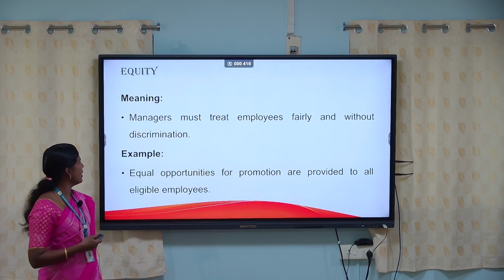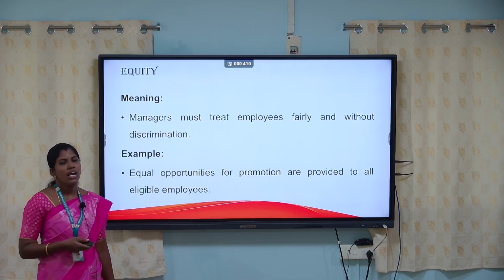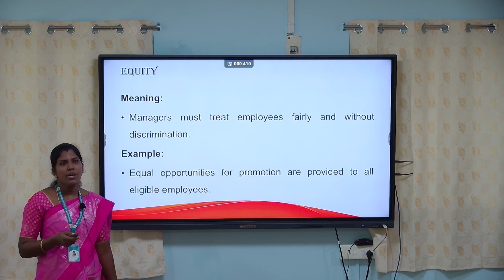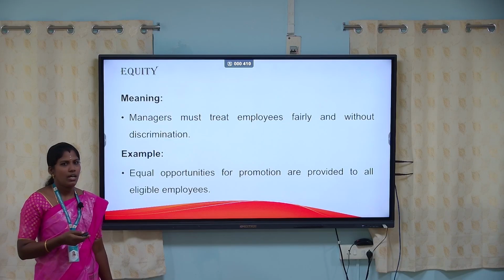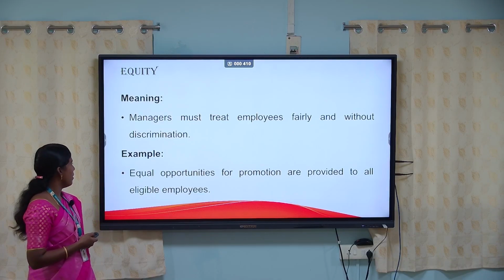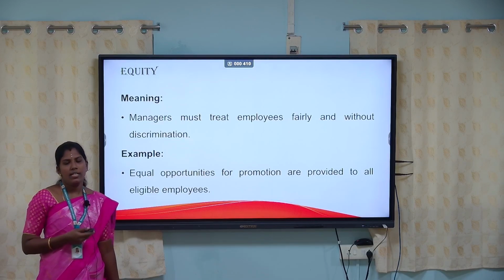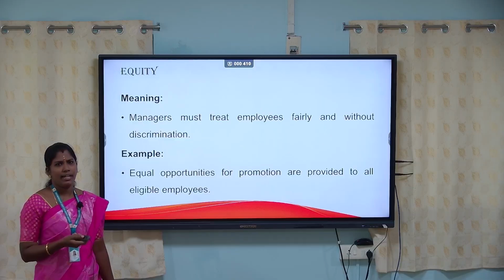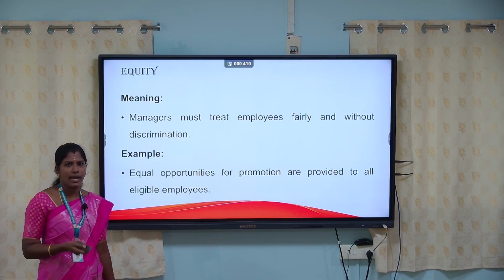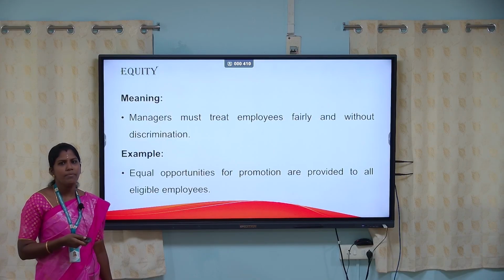The meaning of equity: managers must treat employees fairly and without discrimination. Every employee is treated in the right way, equally treated, and with their potential and involvement, they work efficiently and do better. Example: equal opportunity for promotions is provided to all eligible employees. In this case, the same category of employees is recognized and given promotion in the right way. If they are talented and doing better, they will be appreciated in the right way.